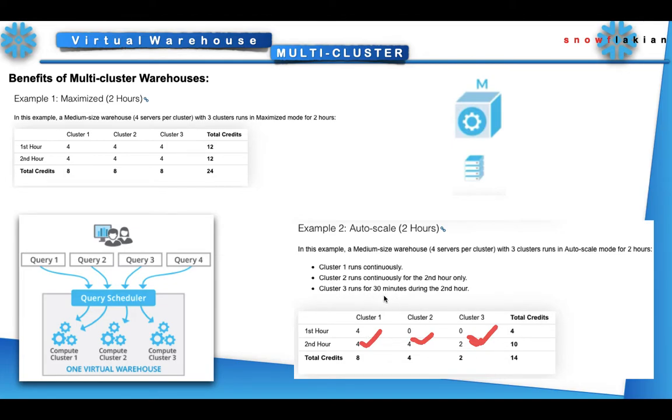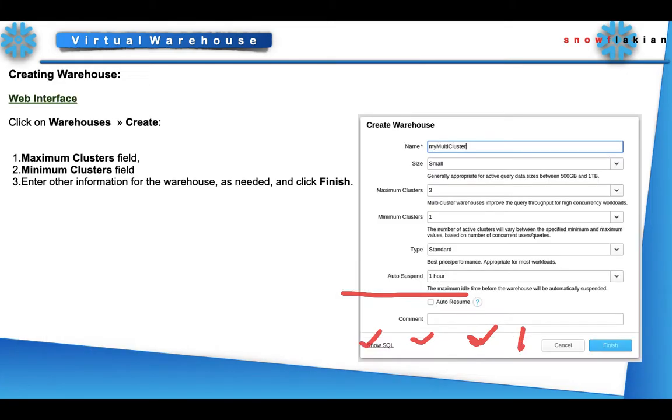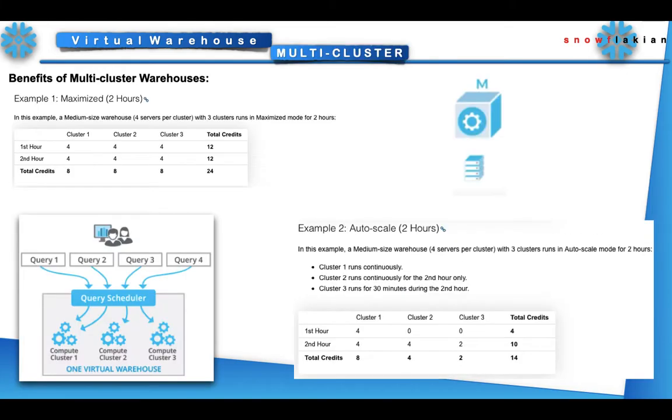So see here, you might have a doubt why cluster 2 was charged with only 2 credits. Because cluster 3 runs for 30 minutes during the second hour. So it hasn't run for 1 hour, it just ran for only 30 minutes. That's the reason you are charged with only 2 credits. So that's the reason you are charged with 10 credits in the second hour, 4 credits in the first hour. Totally put together, you are charged with only 14 credits compared to 24.